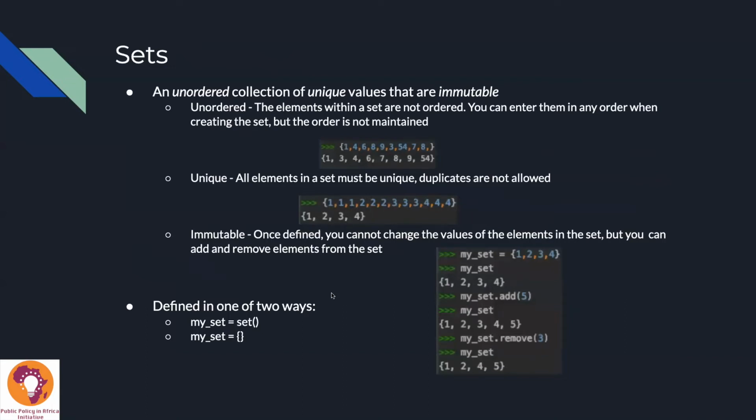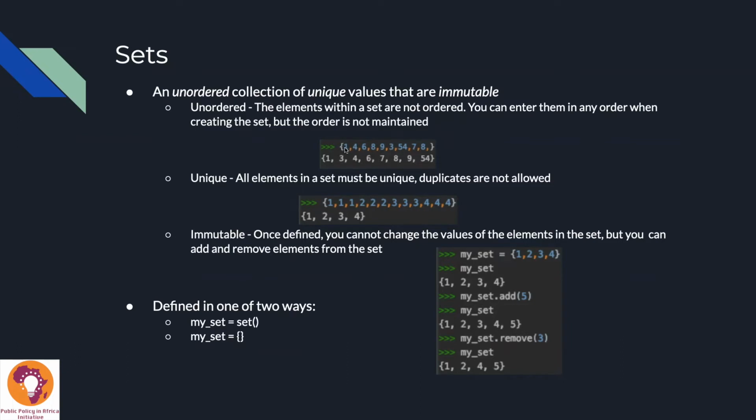So a set is an unordered collection of unique values that are immutable. So unordered. The elements within a set are not ordered. You can enter them in any order when creating the set, but the order is not maintained. So here I created a set, and the way you create a set is using these squiggly brackets on their own here. So we have a squiggly bracket, and then my values in a comma separated structure here, and then another squiggly bracket to close it off.